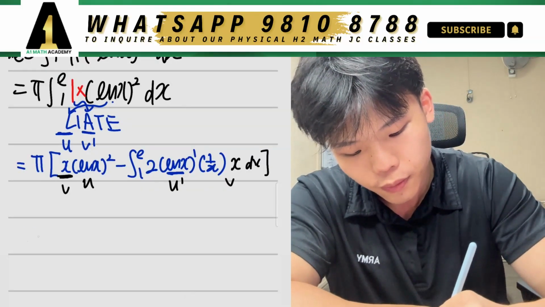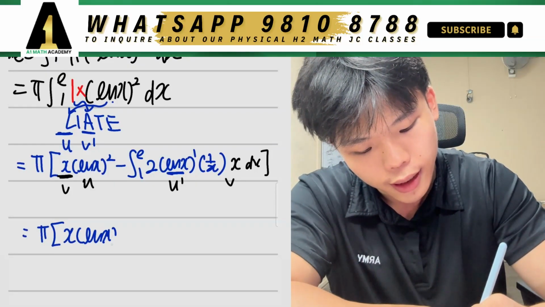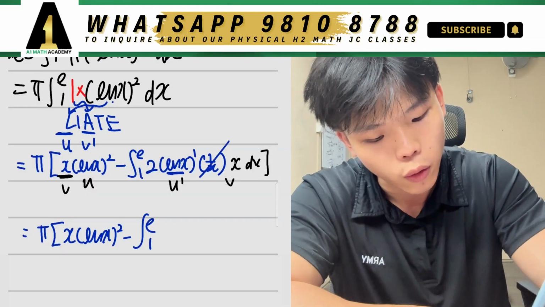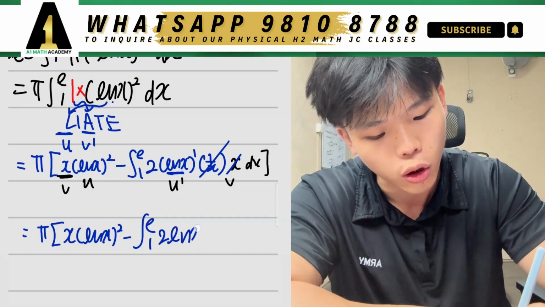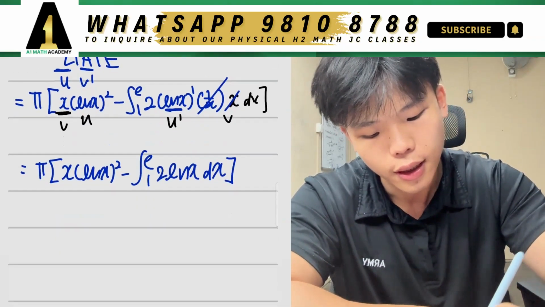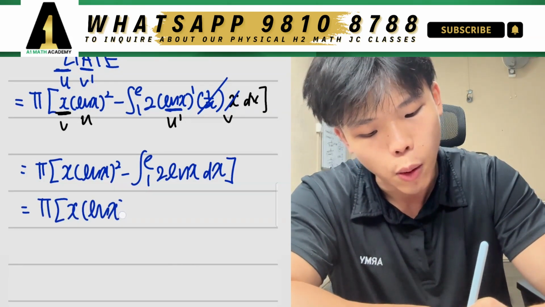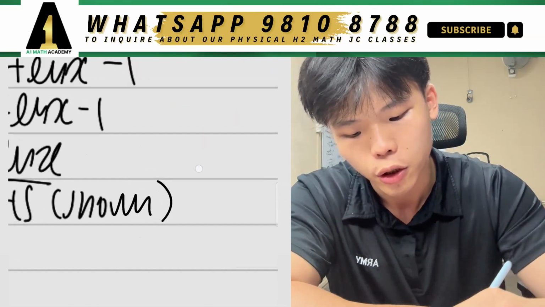So all in all, when I further simplify this, I get x ln x squared minus the integral, and then you can see that this 1 over x and this x actually cancels out. And in the end, here we are just left with 2 ln x dx over here. So we can then further simplify this and use our part A answer. Why? Because in part A, we actually learn how to integrate ln x, right?